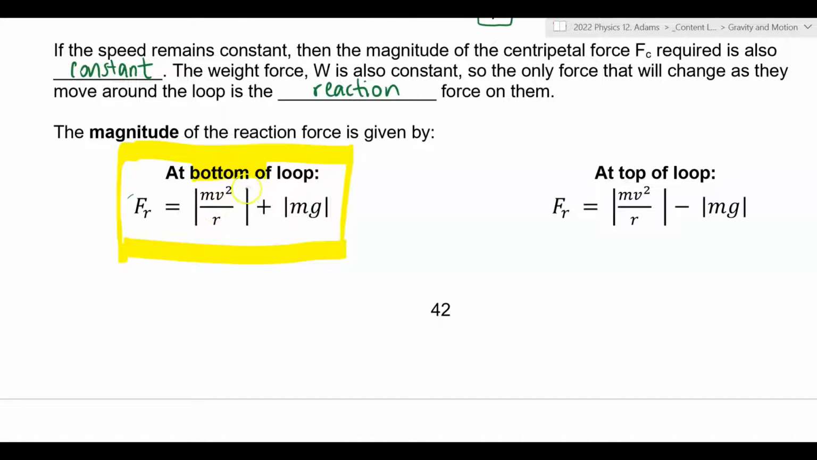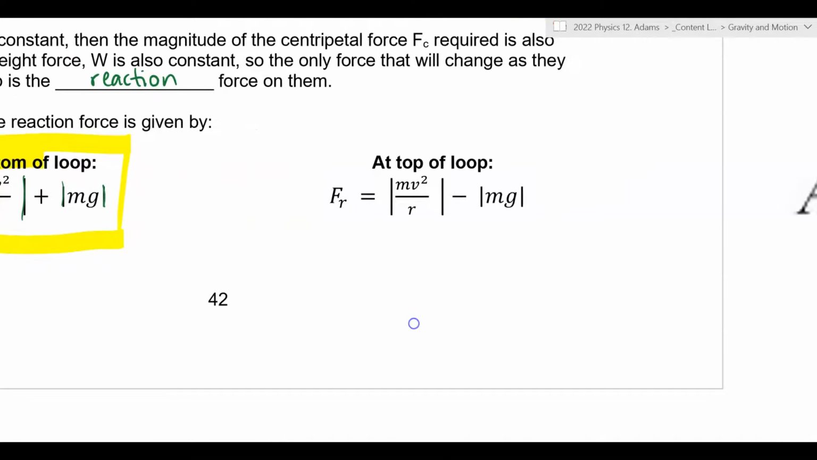I've put these bars here, which of course mean the absolute value. You'll see why in a moment. The next one.